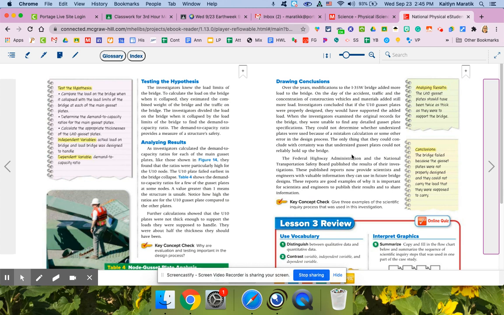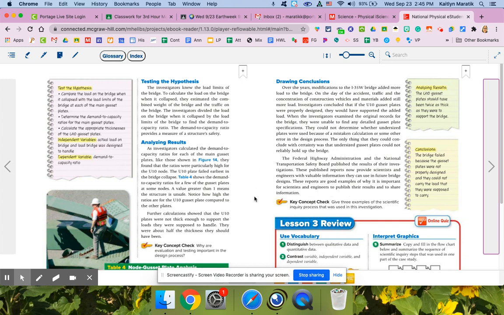The Federal Highway Administration and the National Transportation Safety Board published the results of their investigations. These published reports now provide scientists and engineers with valuable information they can use in future bridge designs. These reports are good examples of why it's important for scientists and engineers to publish their results and share information.